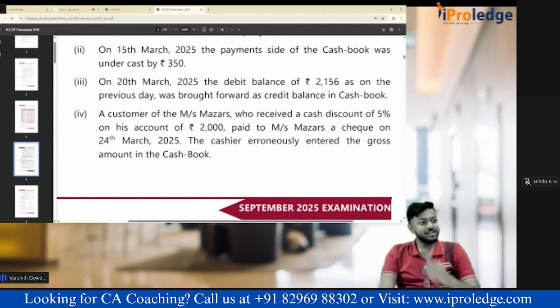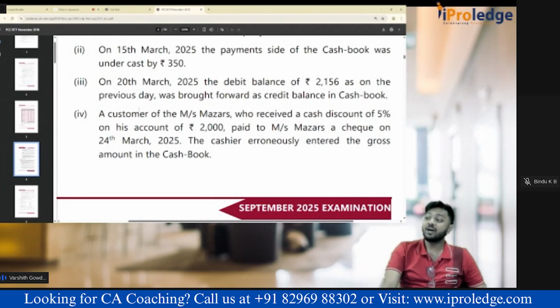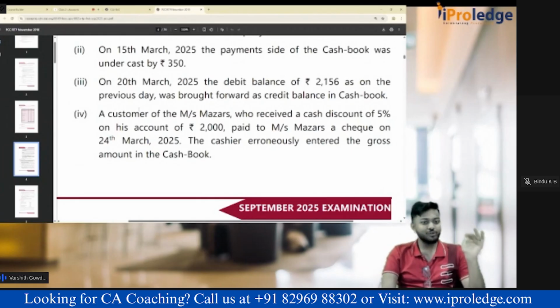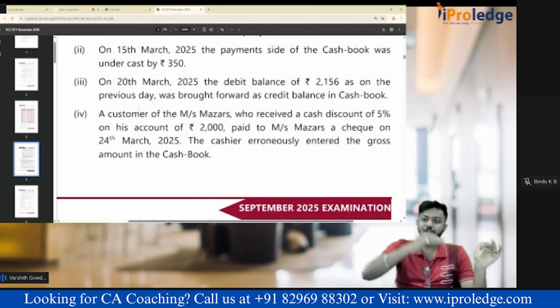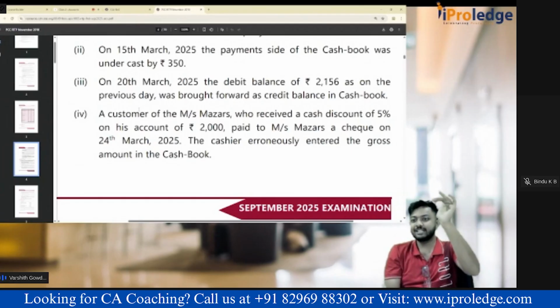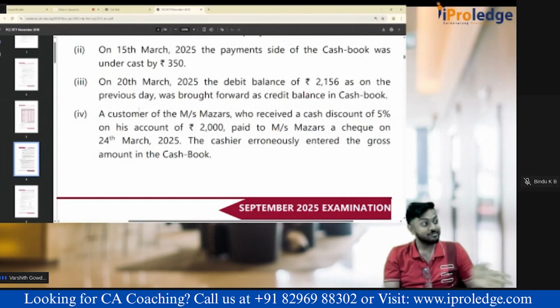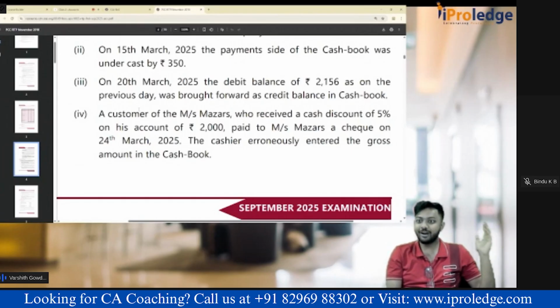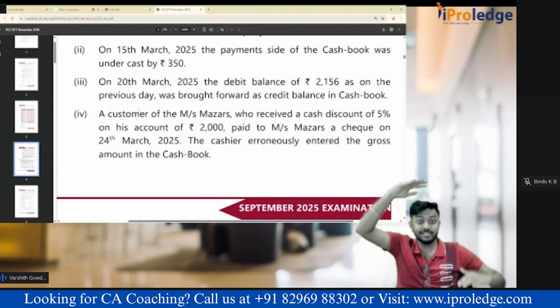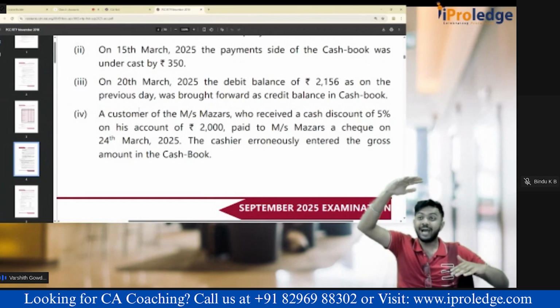On 20th March 2025, the debit balance of 2156 as on the previous day was brought forward as credit balance in cash book. Guys, if there's a debit balance of 2156, while you're carrying forward to the next page or next year, you should carry forward the debit balance of 2156. But here what happened? The opposite. They showed it as credit, as an overdraft loan. Now I have to rectify. Since a positive balance is considered as negative balance, your cash book is much lesser and your passbook is correct only.